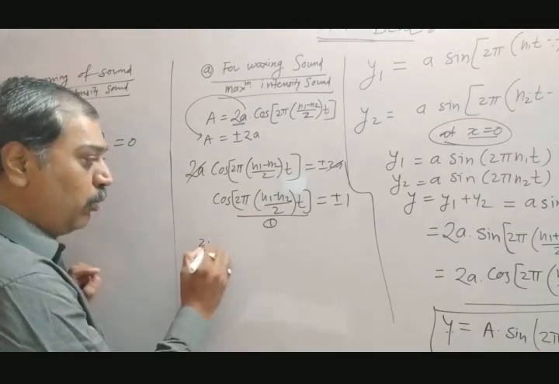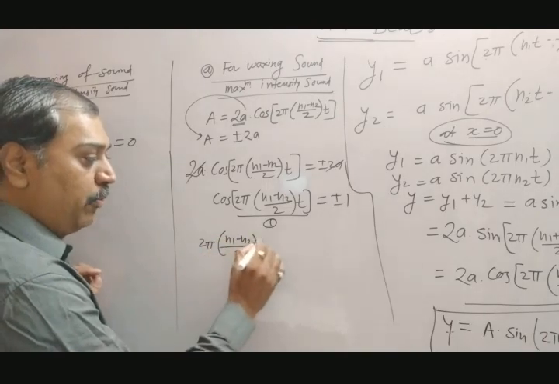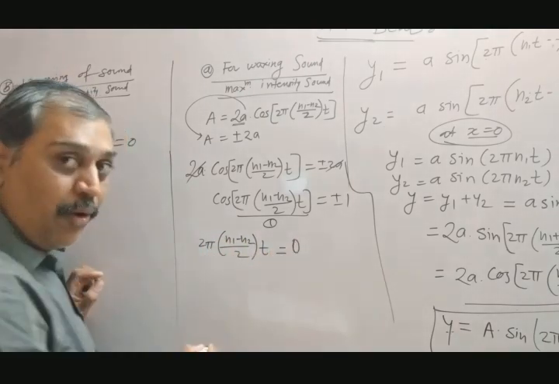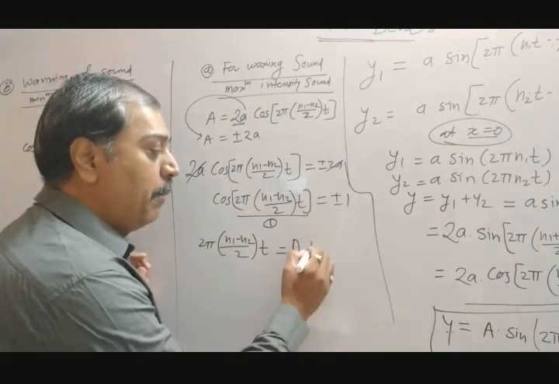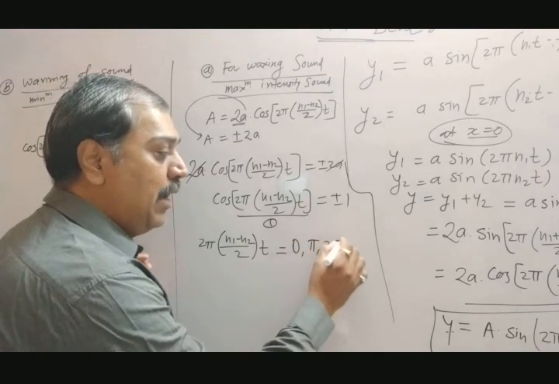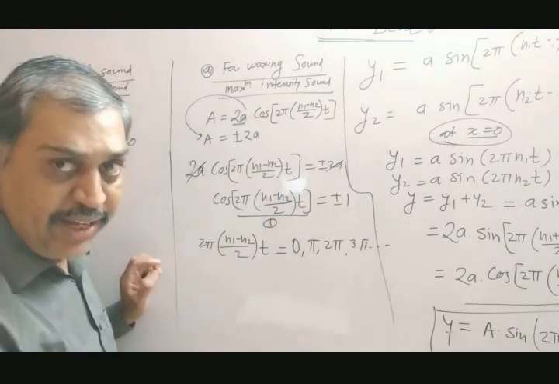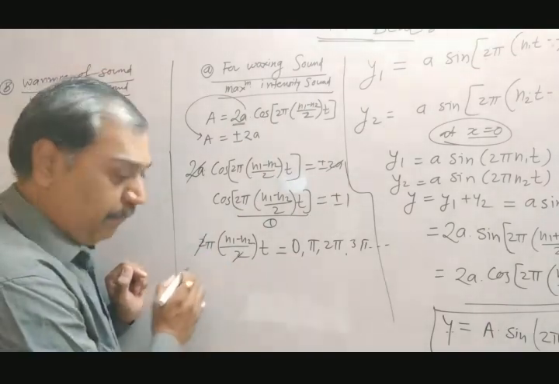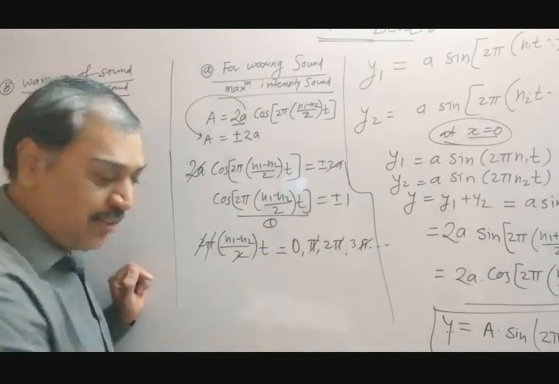So theta means 2π(n1 − n2)/2 × t. Theta must be 0, where cos 0 is 1, or π, 2π, 3π, 4π, 5π and so on, an integral multiple of π. In both sides of the equation, this π and this π get cancelled out. The remaining terms stay as they are.